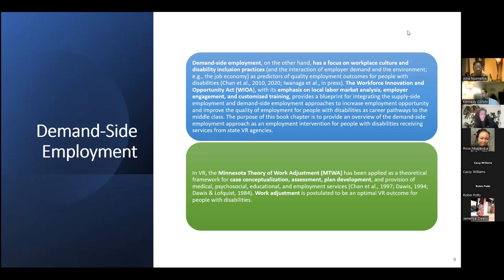So the second thing in VR is a theory, a concept of work adjustment. And it has been applied as a framework for case conceptualization, assessment, plan development, and provisions for medical, psychosocial, educational, and employment services. And so it focuses on work adjustment as an optimal outcome for people with disability, okay?